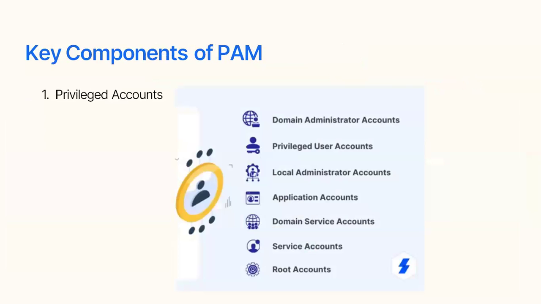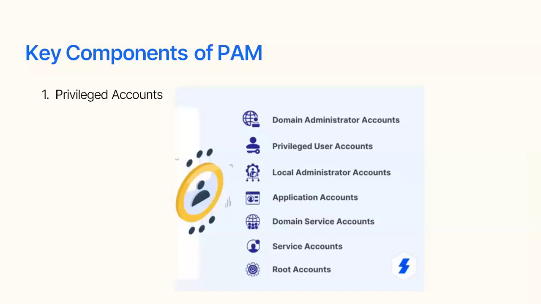As we talked about privileged accounts, there are a lot of privileged accounts in an organization. They can be domain administrator accounts, privileged user accounts like the IAM team's accounts, IGA, access management, the certificate management team. Then we have local administrator accounts like the root account, or the administrator account on a Windows server.